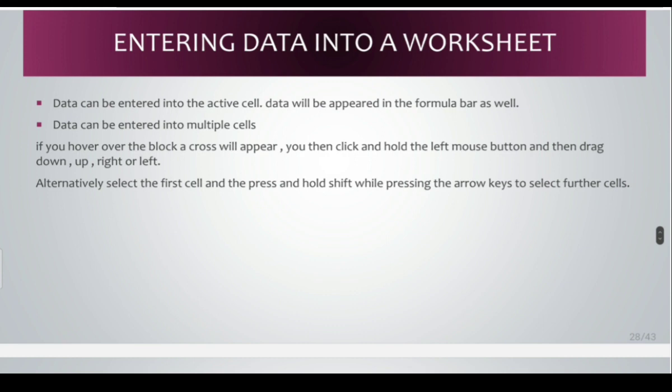Entering data into a worksheet. Data can be entered into the active cell. Data will appear in the formula bar as well. Data can be entered into multiple cells, and if you hover over the block, a cross will appear, and you then click and hold the left mouse button and drag down, up, right or left. Alternatively, you can do this by selecting the first cell and pressing and holding Shift while pressing the arrow keys to select the further cells.